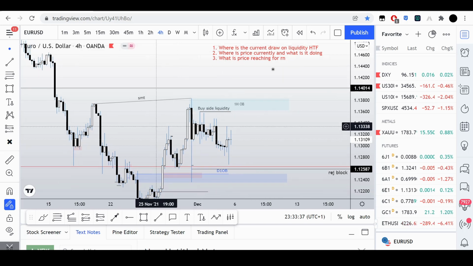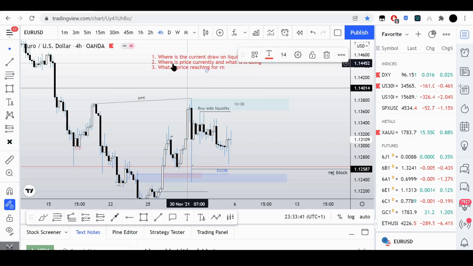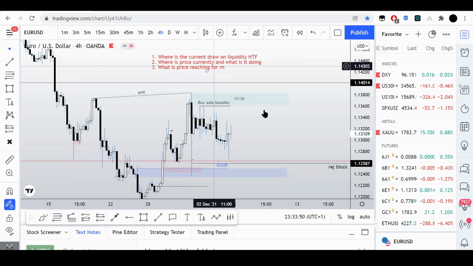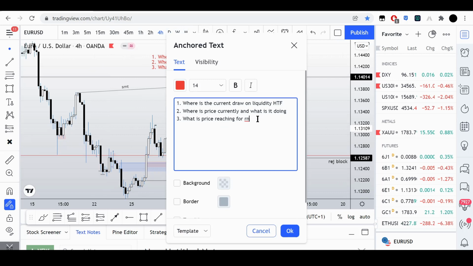So when you have this, right, this is what you want. When you get on the charts, this is what you want to look for: current draw on liquidity, higher time frame. Where is price currently, and what is it doing, and what is price reaching for right now? So that would be relative to that time frame, right? You have your higher time frame bias. This is relative to whatever time frame you're looking at. Okay, so hope you got those written down. Let's go to number 4.